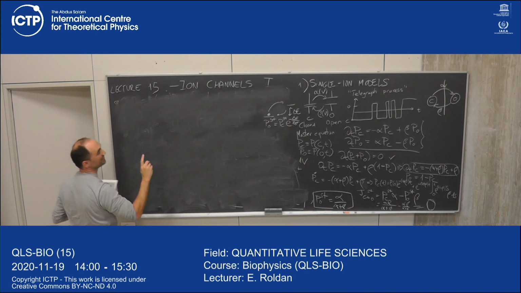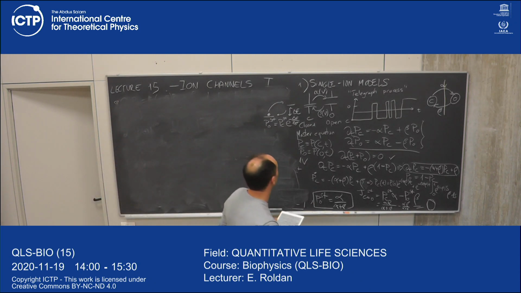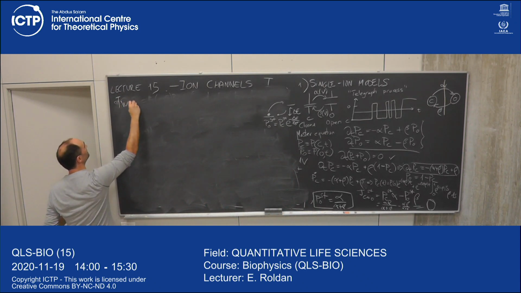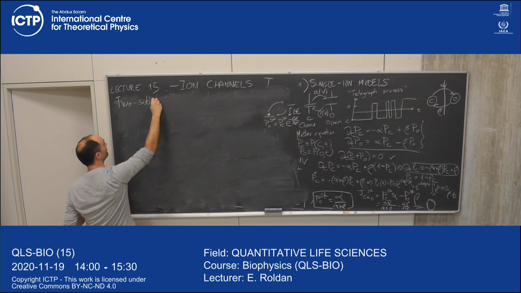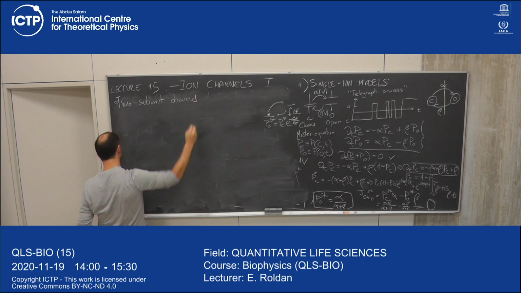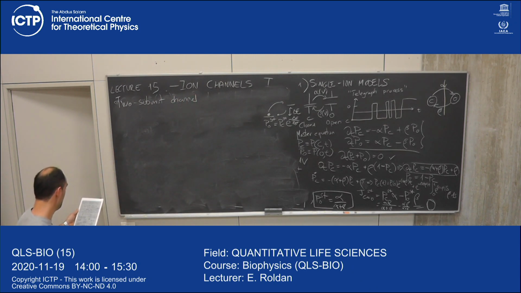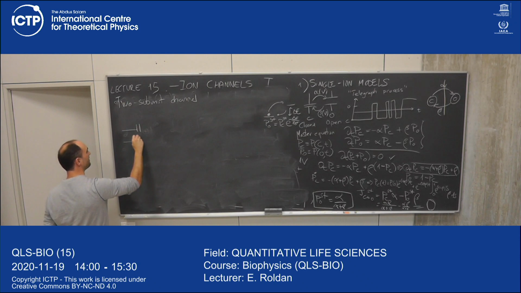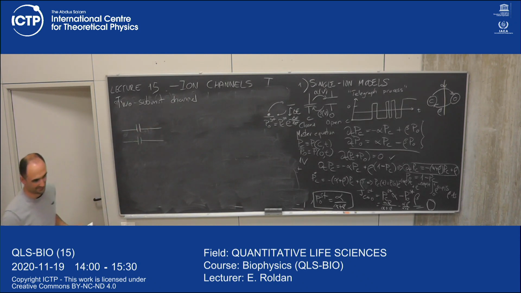Single line models. So this was one channel with one gate. It's this one, but the second will be the two subunit channel. So I will increase the level of complexity a little bit. I think about the channel like this. Okay, this is the membrane, and the channel has two gates.